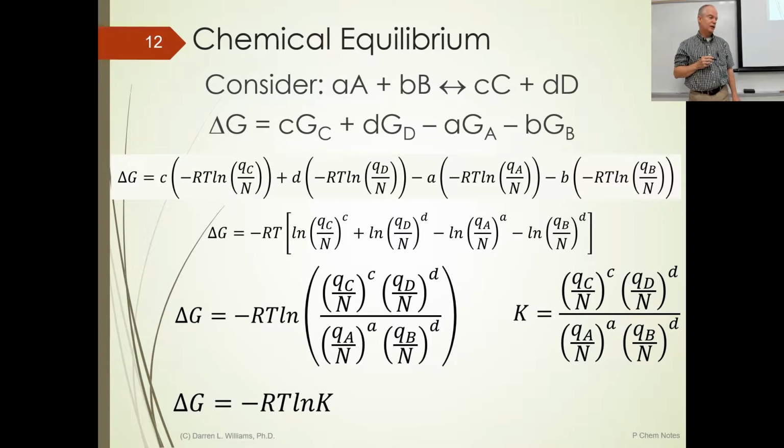And so we have these relationships. Delta G equals minus RT ln K. Or if you want to solve for K, it's e to the minus delta G over RT.